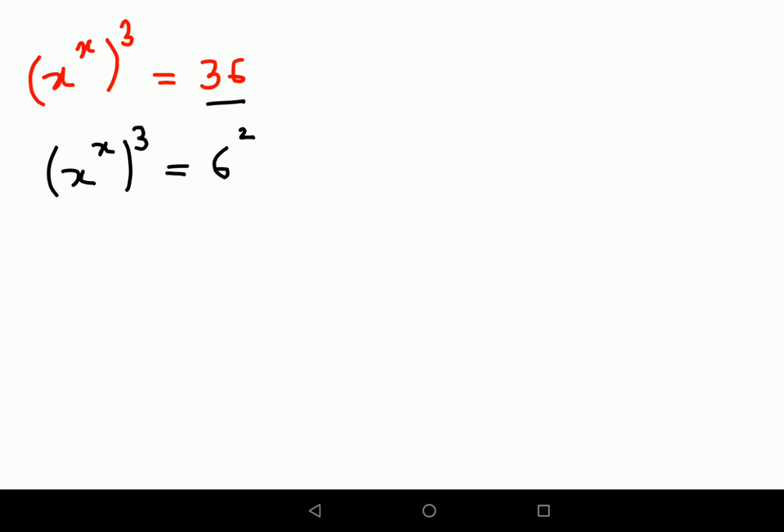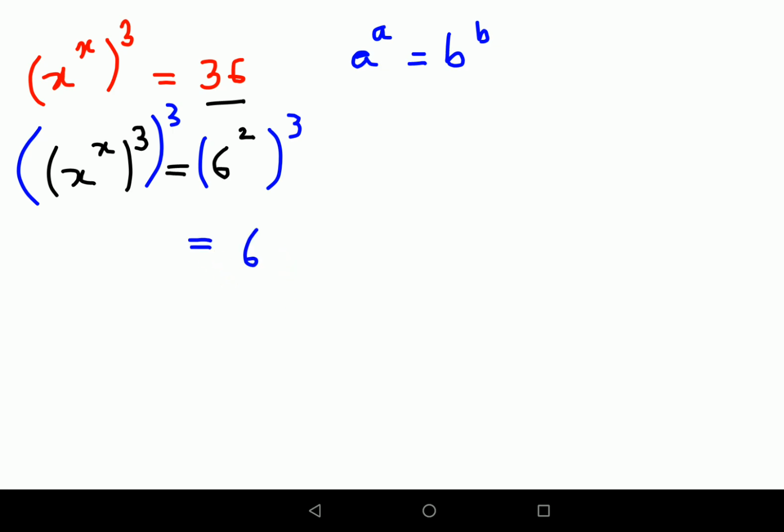Now please understand, whenever one side of your equation looks like variable raised to variable, you try to make the other side also look like constant raised to constant. This is very much possible. How? If I take the whole thing raised to 3 on both sides, what happens is 6 squared, sorry, raised to cube.